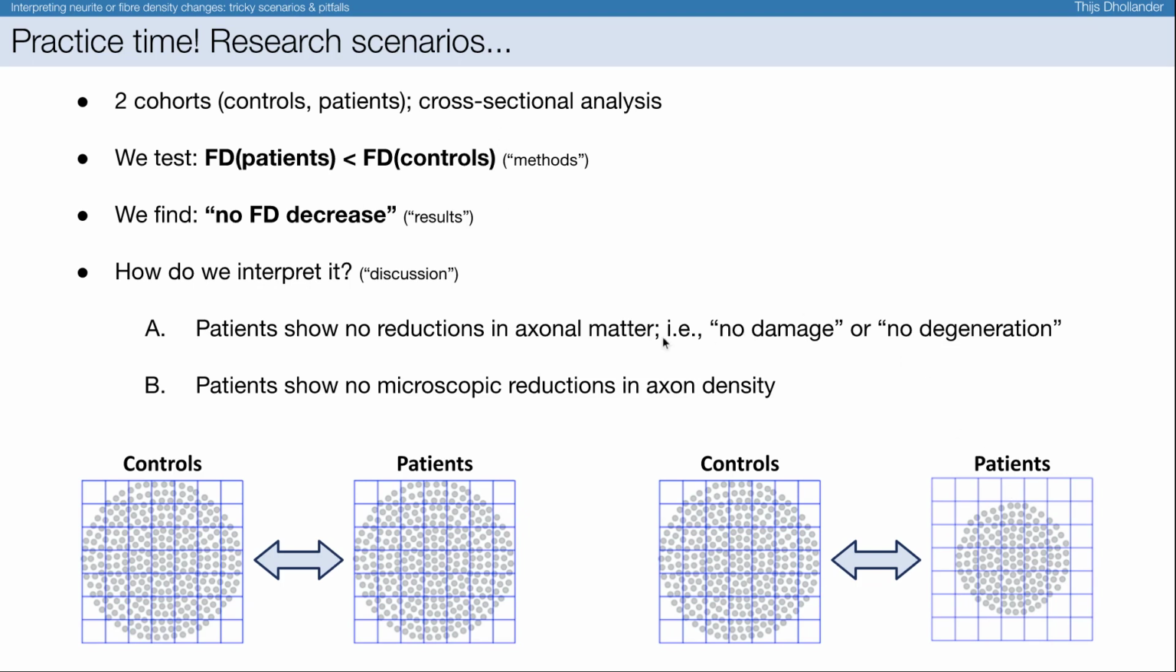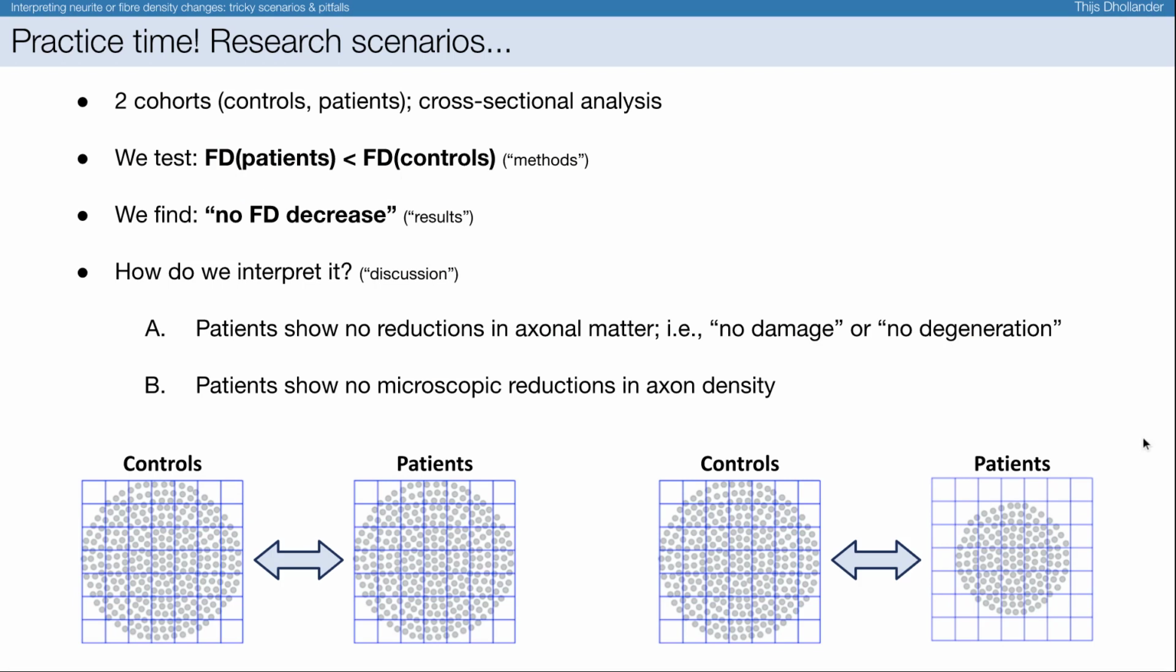So we cannot say based on the findings that there is no damage or no degeneration, because maybe the cross-section was decreased. So where is the pitfall in all of this? Well, it's right there in the methods. We did not test for an FC, a fiber cross-section decrease.